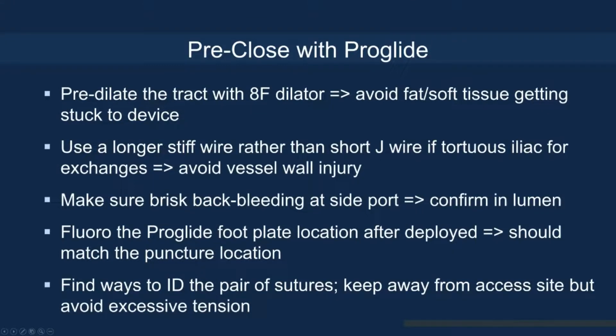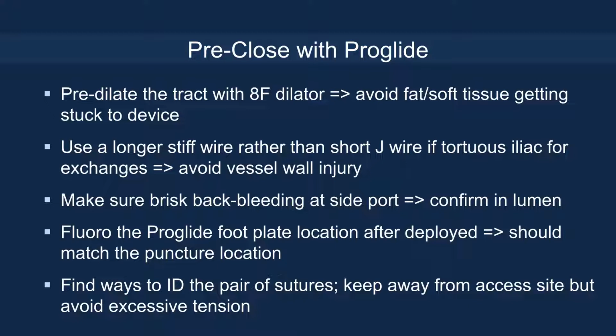In terms of pre-closing with the Proglide, you need to pre-dilate the tract with a French dilator so as to avoid fat or soft tissue getting stuck to the device. You want to use a longer stiff wire rather than a short J wire, as there's tortuosity in the iliac arteries for exchanges. That way you avoid injuring the vessel wall as you advance the Proglide device. You want to make sure you have brisk back bleeding at the side port, such that you confirm that you are actually in the lumen before you deploy the foot plate.